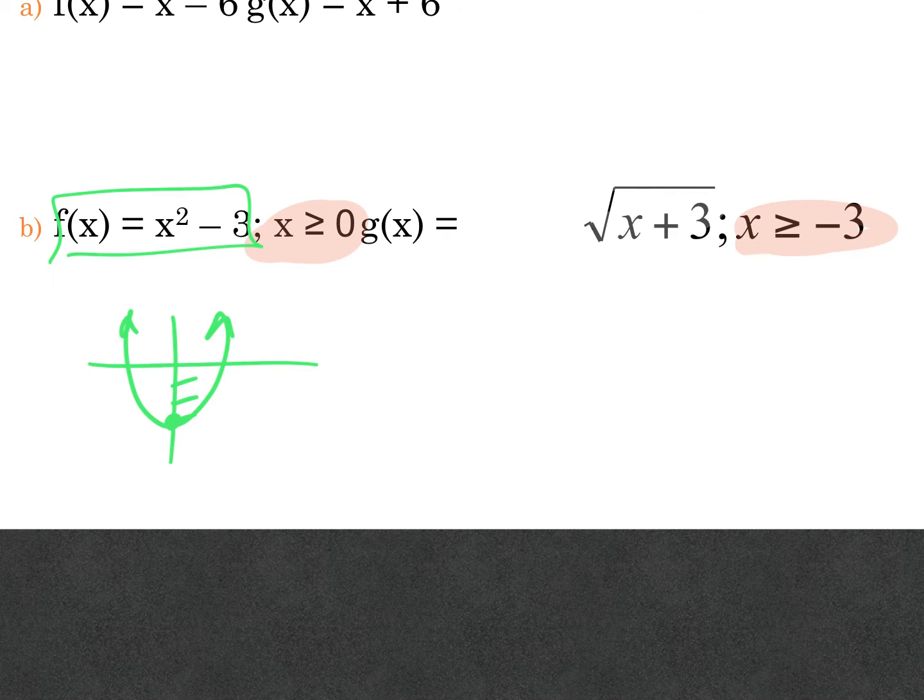But as it is, does it pass a horizontal line test? Could it have an inverse? No, and that's why this restriction is here. It's saying ignore all the values that are less than 0, so really it would only grab this part of my graph and this would not be part of it. Do you have to do anything with that when you're actually finding the equation? No. Just know that it was important to justify that it could still have an inverse. As it was by itself, it could not have an inverse.